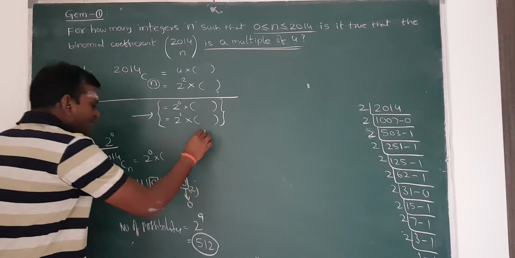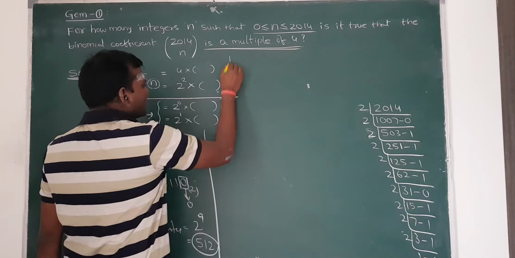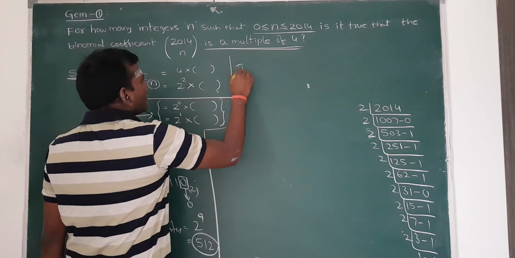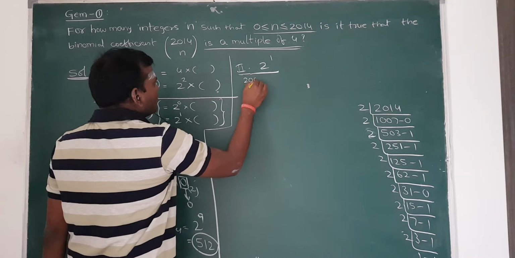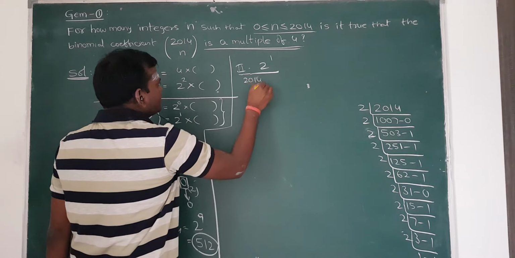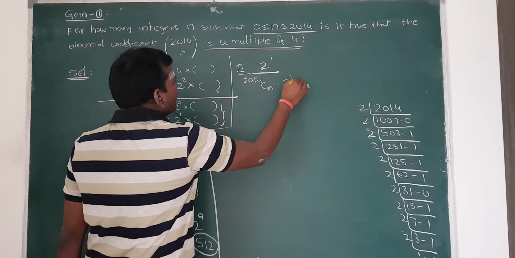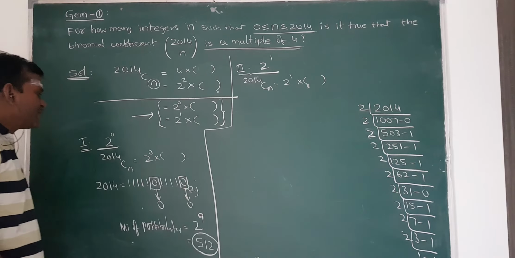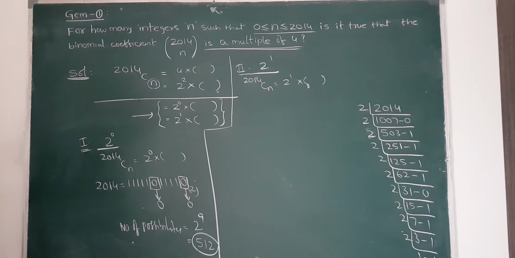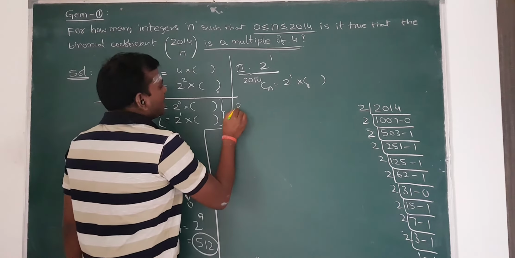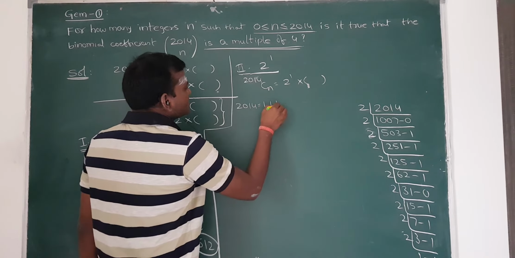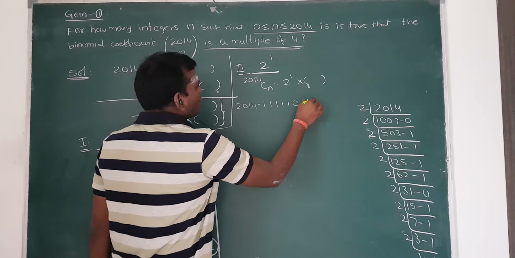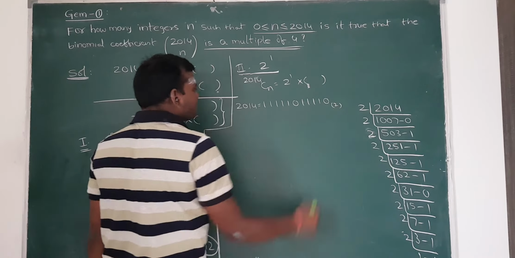Now I am coming to the second. That means the second part is 2 power 1. That means 2014 C n is a multiple of 2 power 1. Again, 2014 I already expressed in binary representation as 5 ones, 0, and 4 ones, 0.